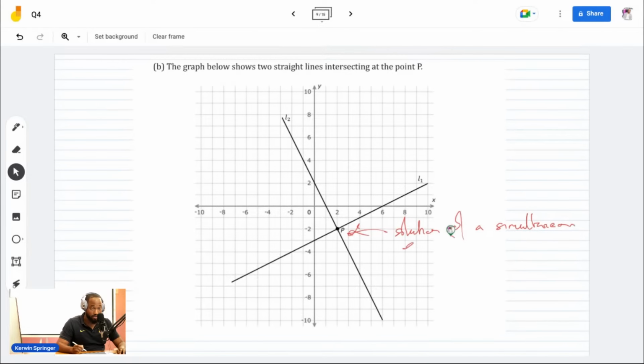Now what happens if we solve the equation of L1, L2 as a simultaneous system of equations? Use the graph to determine the gradient of L1. All right, the gradient of L1. I want to show working. From this, I could see the gradient looking kind of halfish, but let me use points.